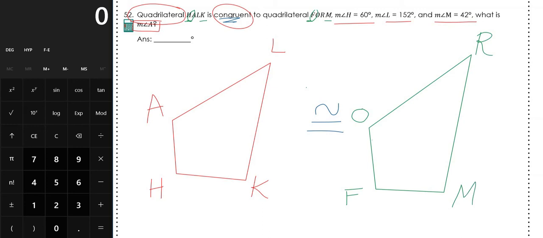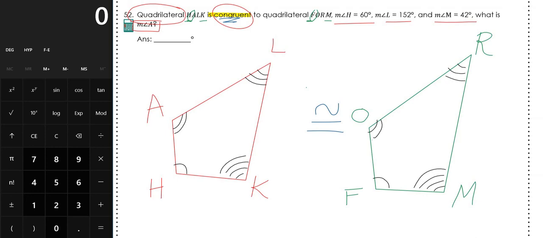Okay, so remember, all of these angles are going to match up. So H is going to be congruent to F. A is going to be congruent to O. L is going to be congruent to R. And K should be congruent to M. And the reason they're all going to match up and be congruent is because they told me in the prompt that the two quadrilaterals were congruent.